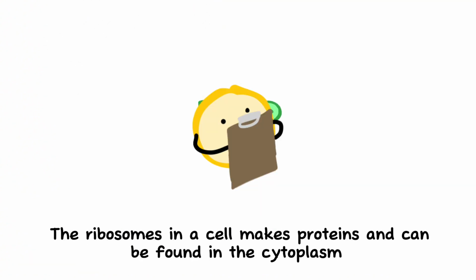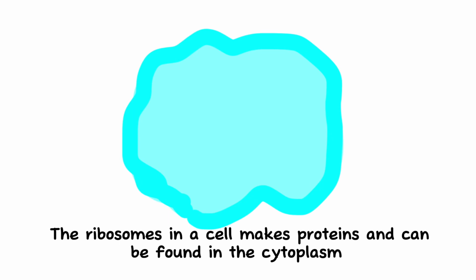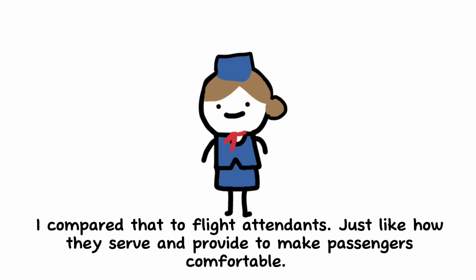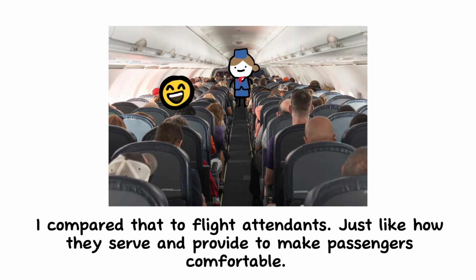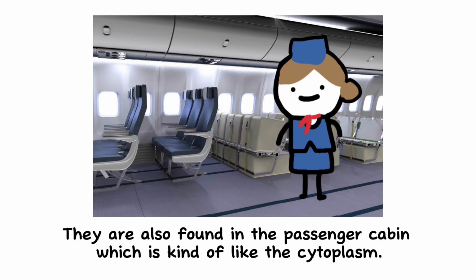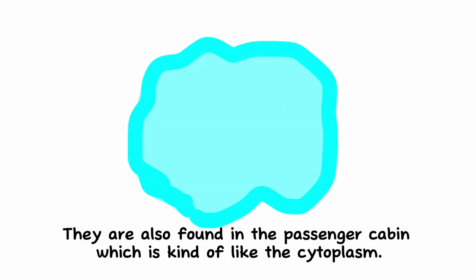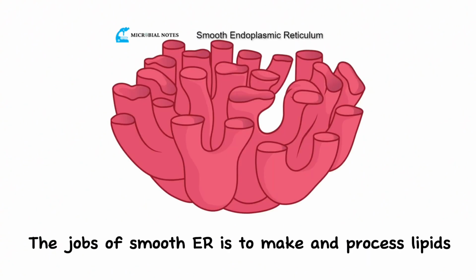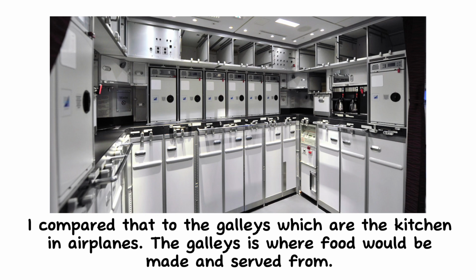The ribosomes in a cell make proteins and can be found in the cytoplasm. I compared that to flight attendants. Just like how they serve and provide to make passengers comfortable, they are also found in the passenger cabin, which is kind of like the cytoplasm. The job of the smooth ER is to make and process lipids. I compared that to the galleys, which are the kitchens in airplanes. The galleys is where food would be made and served from.